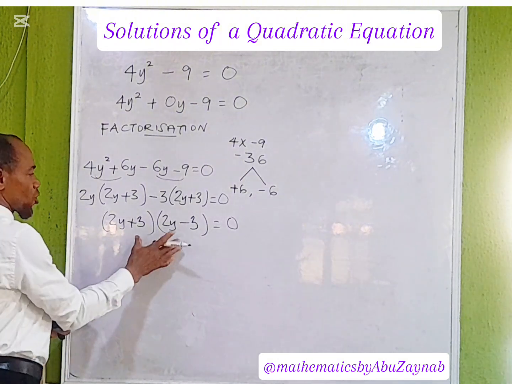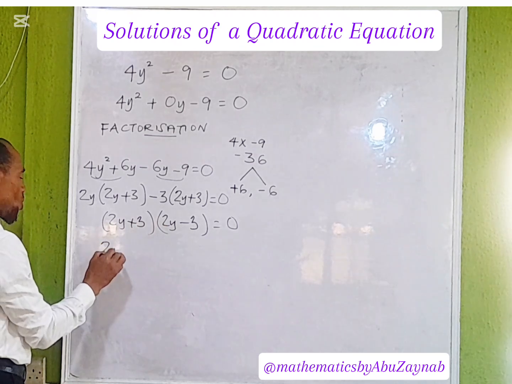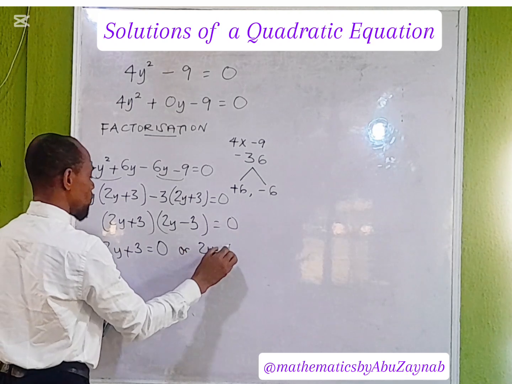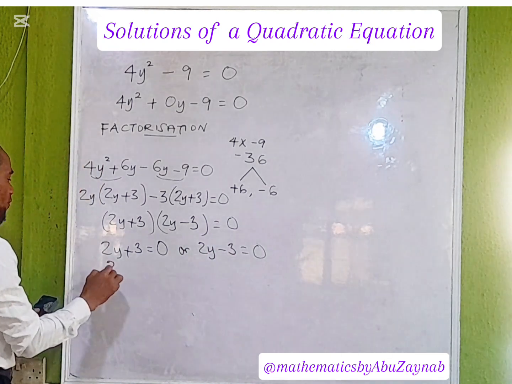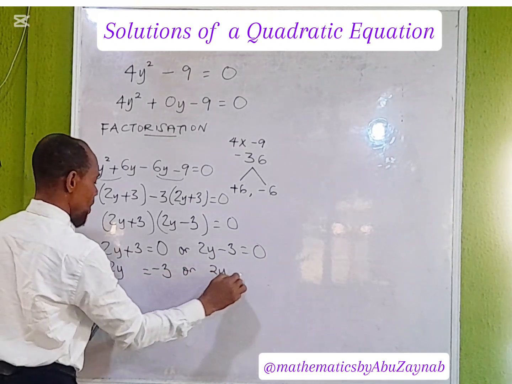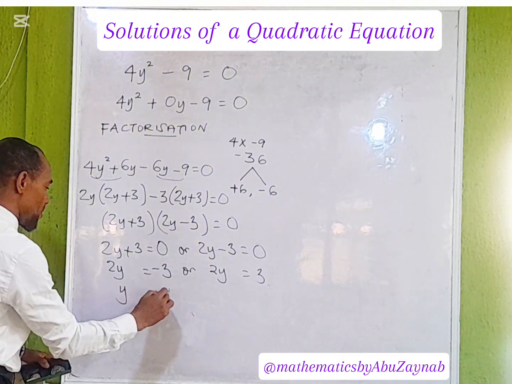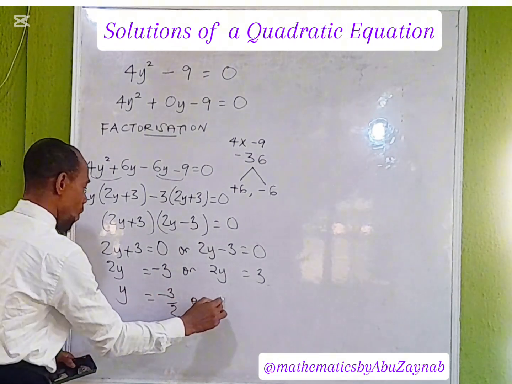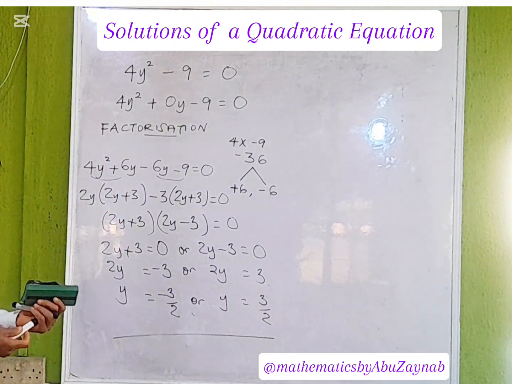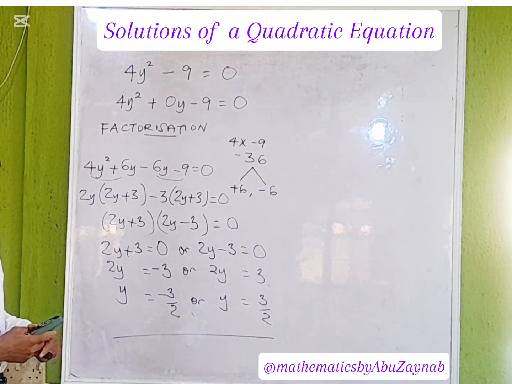And as usual, when the product of two terms equals 0, it's either the first or the second is 0, meaning 2y plus 3 is either 0 or 2y minus 3 is 0. Then we have 2y equals minus 3 or 2y equals plus 3. Then lastly, y is either minus 3 over 2 or y is plus 3 over 2. And that is the solution for that quadratic equation using the factorization method.